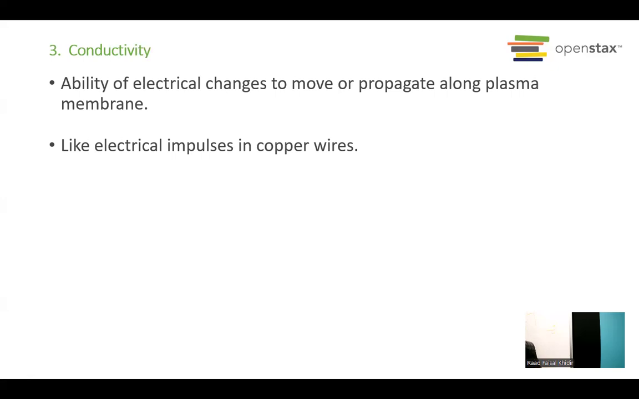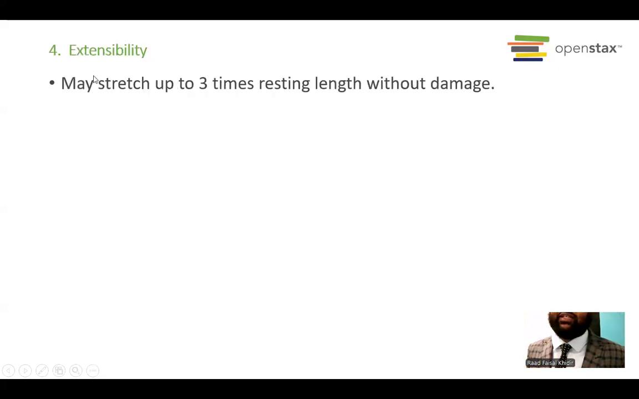We're going to oscillate, go up and go down. When we go up, there is an influx of sodium, and when we go down, there is an efflux of potassium. Excellent. So when we go up, there is an influx of sodium. When we drop down, there is an efflux of potassium. So that's the conductivity. Extensibility is the ability of the muscle cell to stretch up to 3 times its resting length without being damaged. So that's the extensibility.